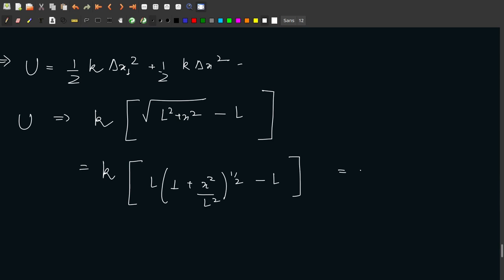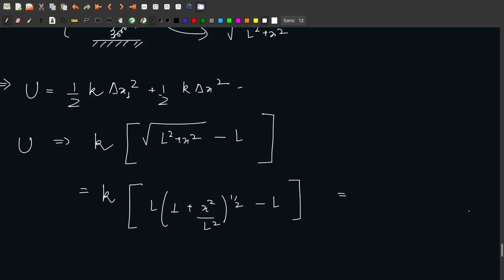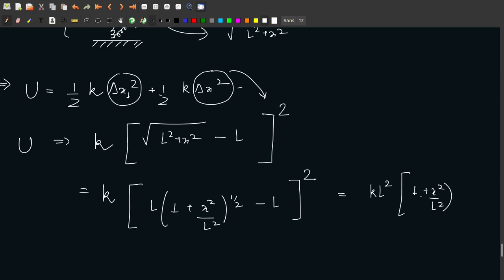So this will be equal to... okay, so there should be a square. I'm making quite a few mistakes over here. There should be a square because obviously these are squared quantities. I'm sorry for these goof ups, but these are squared quantities, so obviously these should be there. Good enough. So this is equal to k L square into 1 plus x square by L square to the power half, minus 1.